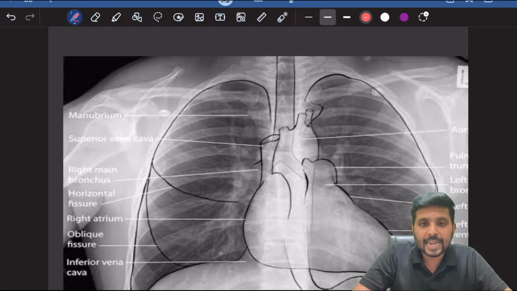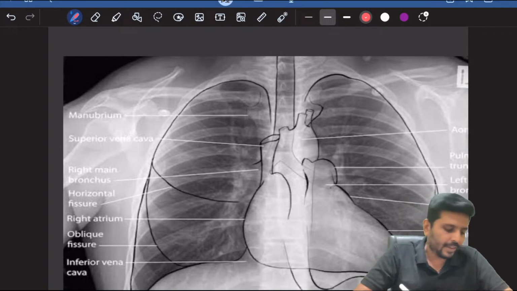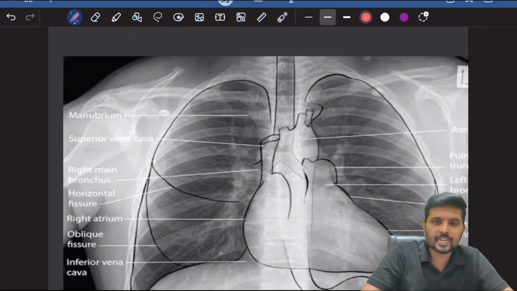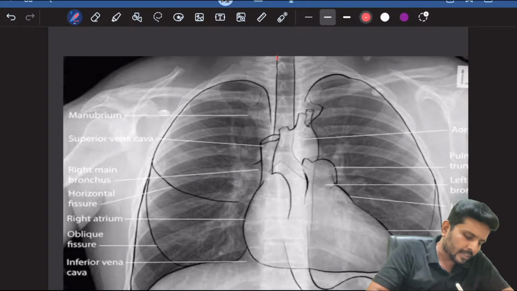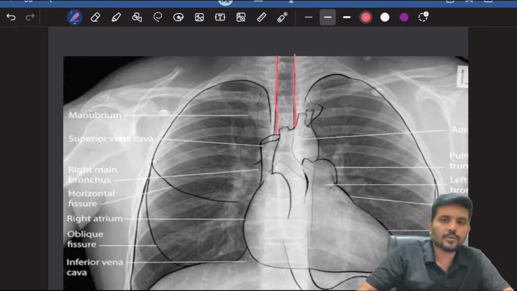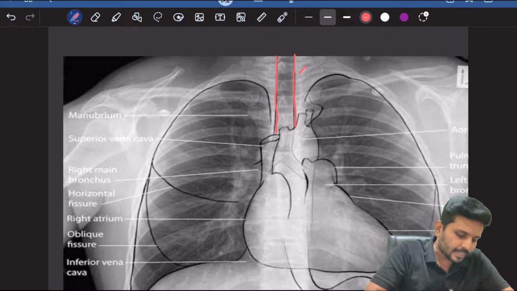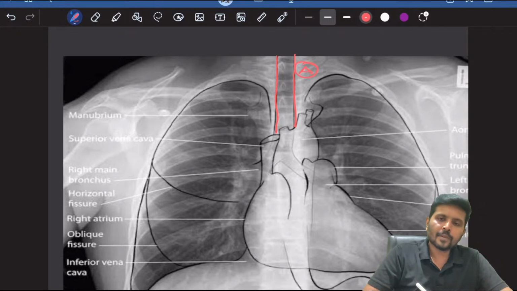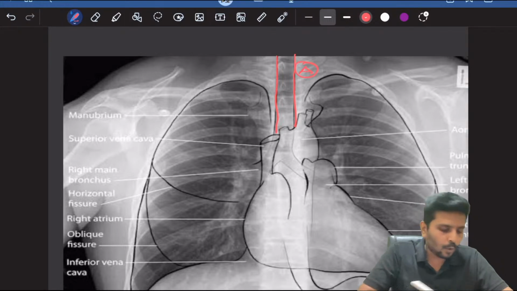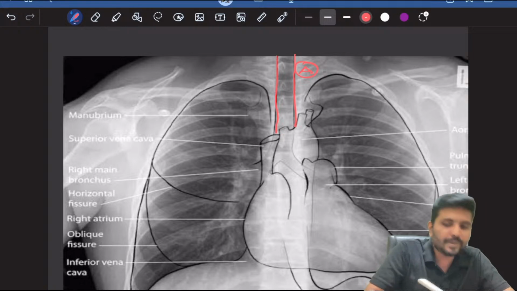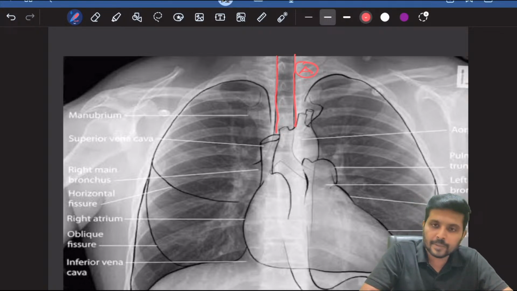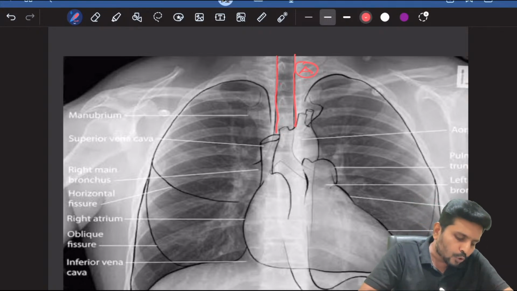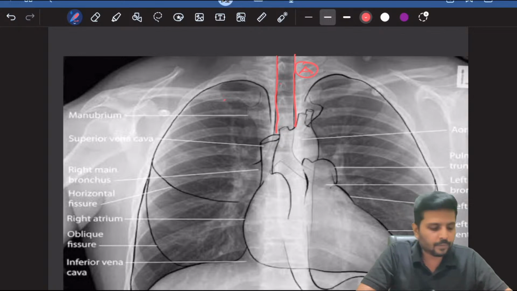As I told you, A stands for airway. I repeat, my dear friends, A stands for airway. So look at this airway. This is your trachea. First point, check whether the trachea is in the midline, or whether it is pulled to one side or pushed to one side. So A stands for airway.